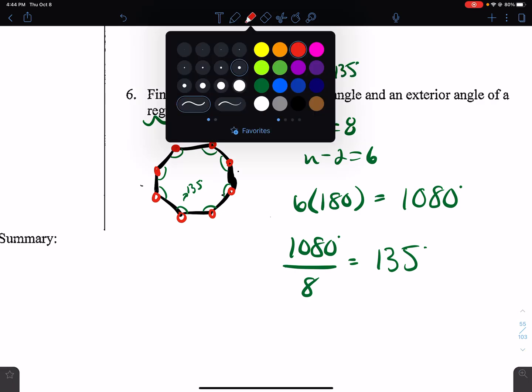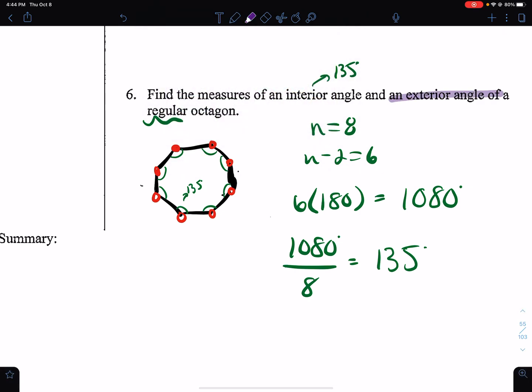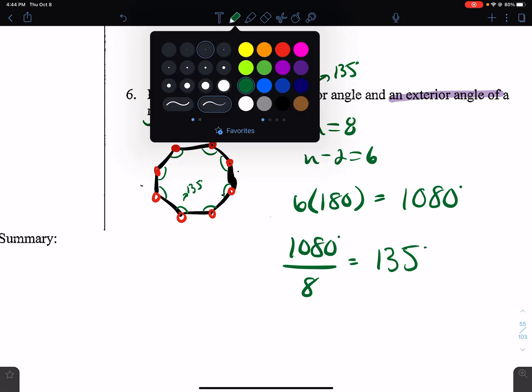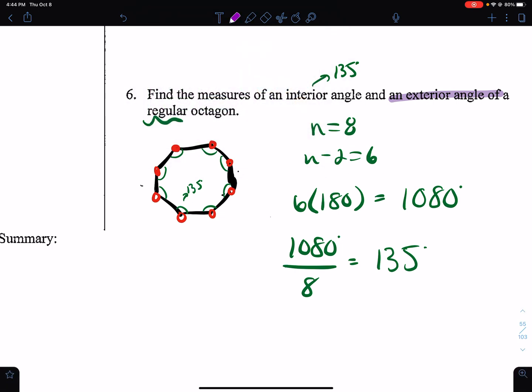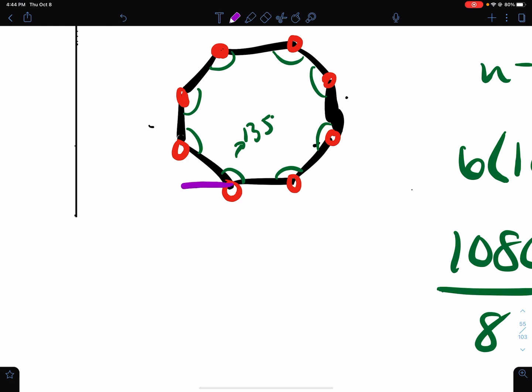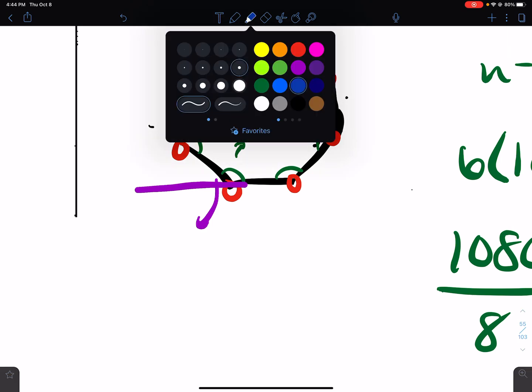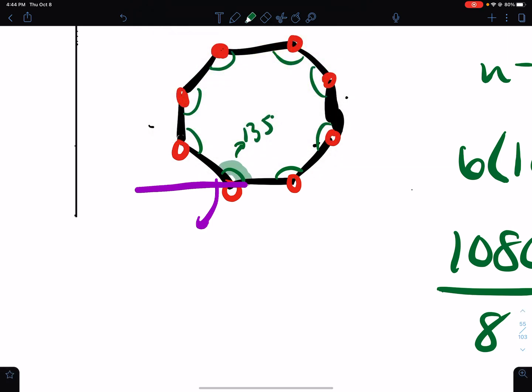And then the question is also asking us to find the measure of an exterior angle. Here we just have to extend one of the sides. Doesn't really matter which one. I'm just going to choose this one down here. And they want us to find the measure of that angle. But again, I hope we see that the green angle inside the polygon was 135 degrees. And then that little purple part just completes the flat line.